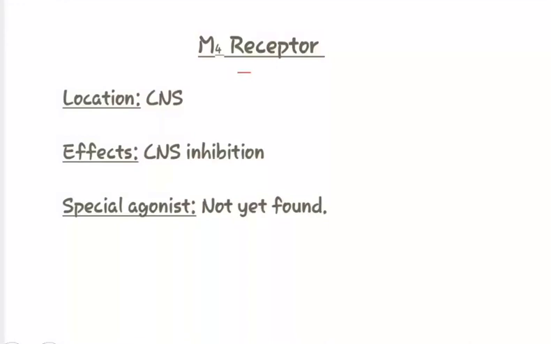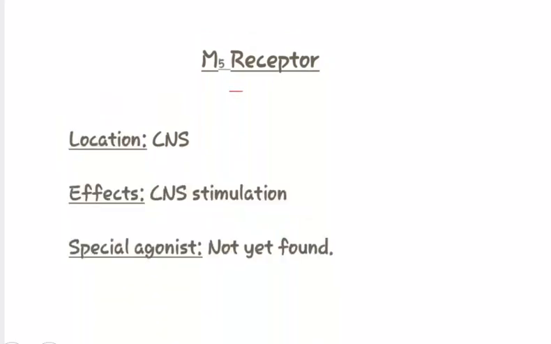Now let us see about M4 receptors. M4 receptors are not yet well studied, but it is found that they are located at CNS and cause CNS inhibition. The specific agonist for M4 receptors is not yet found. Similar to M4 receptors, M5 receptors are also not studied well, but it is found that they are also located at CNS and they cause CNS stimulation. The specific agonist for M5 receptors is not yet found.